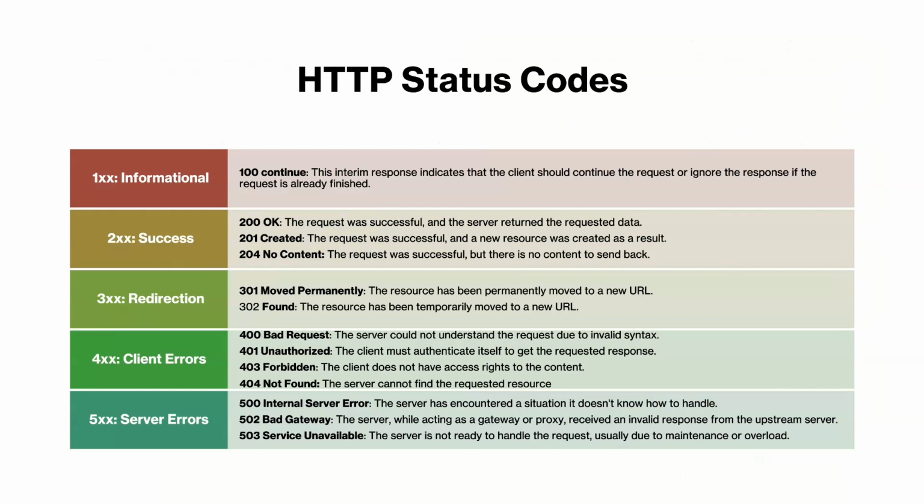For example, if a Spring Boot application encounters an unhandled exception, it might return a 500 Internal Server Error. In Spring Boot, you can also customize status codes. This is useful for creating more specific responses for your API.